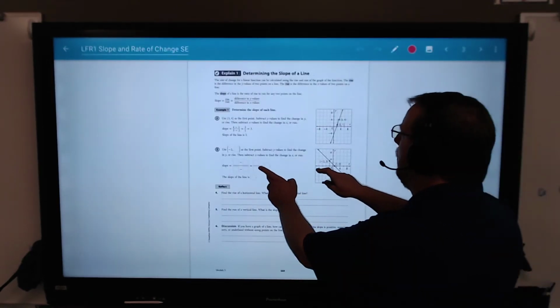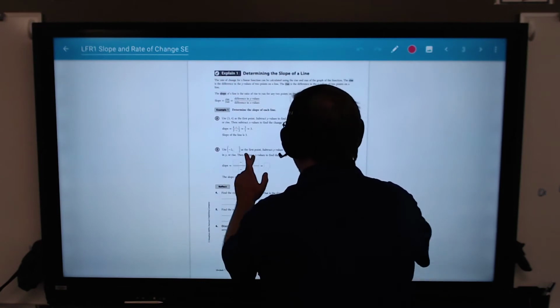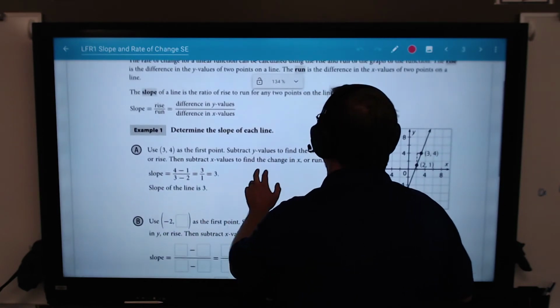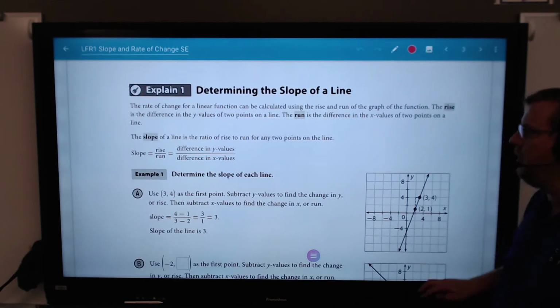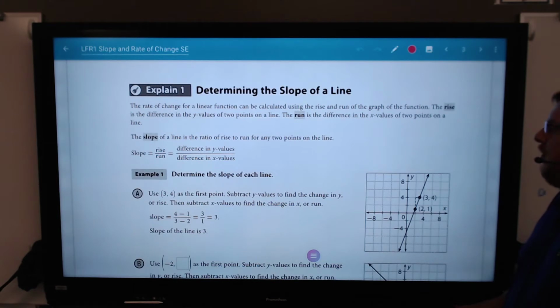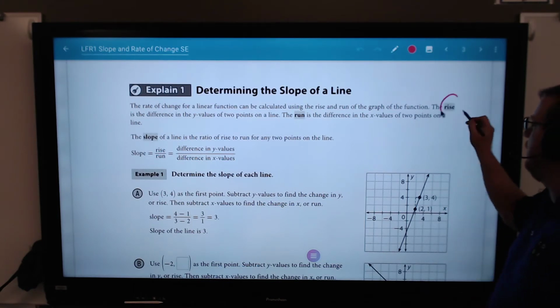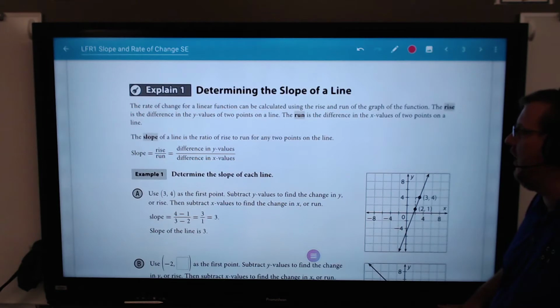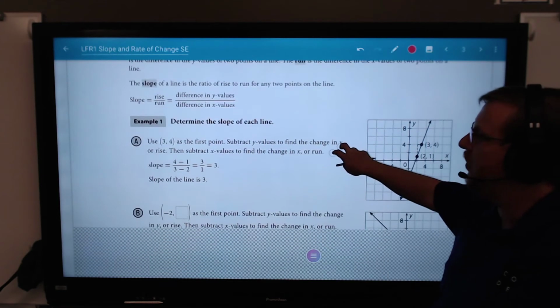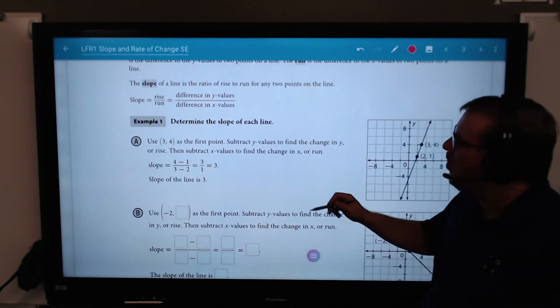We have determining the slope of the line. Now, this is something that we've done many times. We're going to be more direct with it, and we're going to apply it a little bit differently. So the rate of change for a linear function can be calculated using the rise and run of the graph of the function. The rise, that's one of those bold words again, right? The rise is the difference in the y values on 2 points on a line, and the run is the difference in the x values of 2 points on a line. The slope is the ratio.